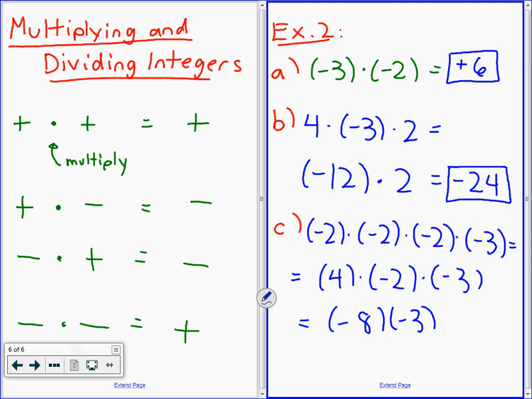Okay. And last but not least is Taylor. Negative times a negative is going to be what? Good. And if you're not using your sheet, you can just think of it as a negative and it flips to be a positive. 8 times 3 is?